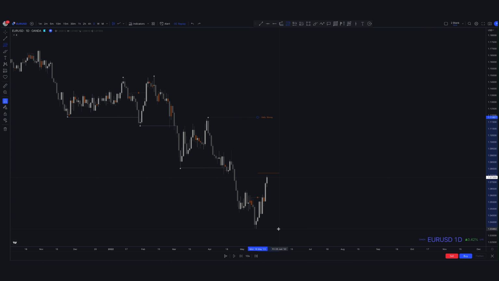We can use our discount and premium price. This would be the EQ of this move. Let me use the main here. Okay, so even right here, right?